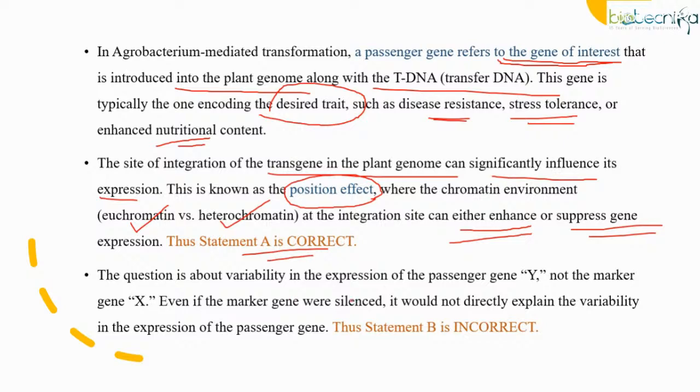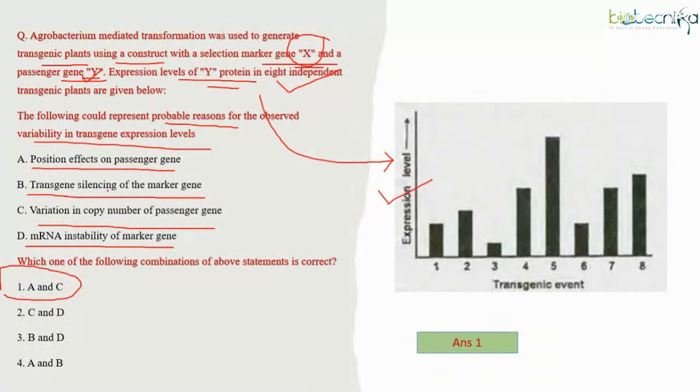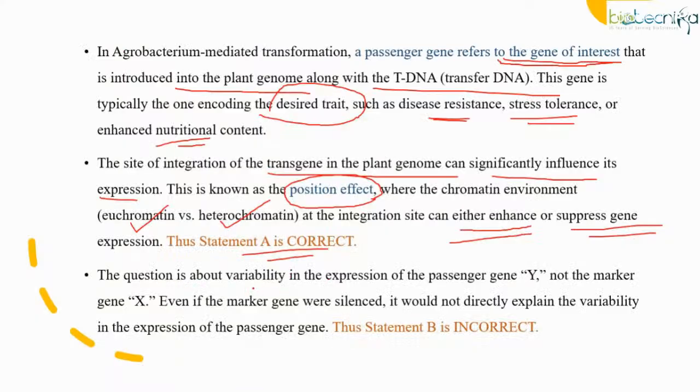Next statement was regarding the transgene silencing of marker gene. Well, the marker gene's function is to analyze whether we are getting a transformed or a non-transformed plant. So, the variability is in the expression of passenger gene Y, not the marker gene X. Even if the marker gene is silenced, it will not directly explain the variability in the expression of the passenger gene. So, we can consider statement B as incorrect.